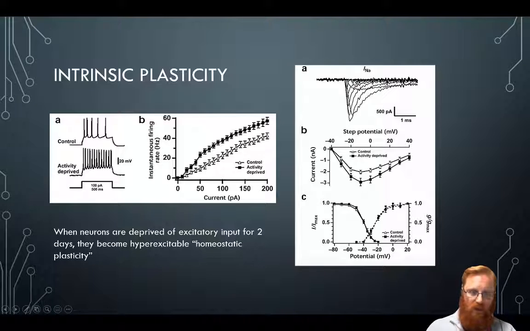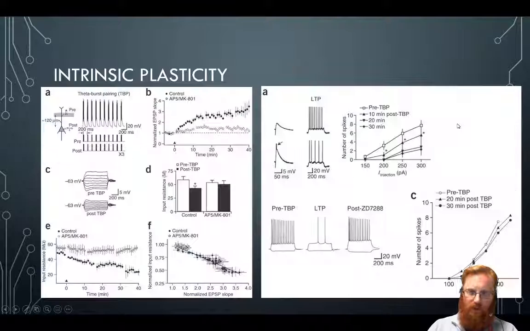So here's the sodium current, here is the voltage dependence of activation, and you can see that the activity-deprived cells, that is the ones that have had all of their input removed, have a current that's about 50% larger. But the voltage dependence is exactly the same, right? So it's nothing to do with the voltage dependence. It's just that there's more voltage-gated sodium channels that have been inserted.